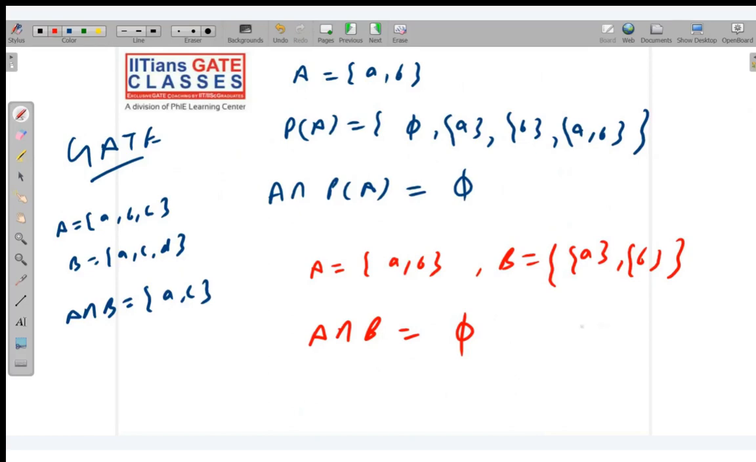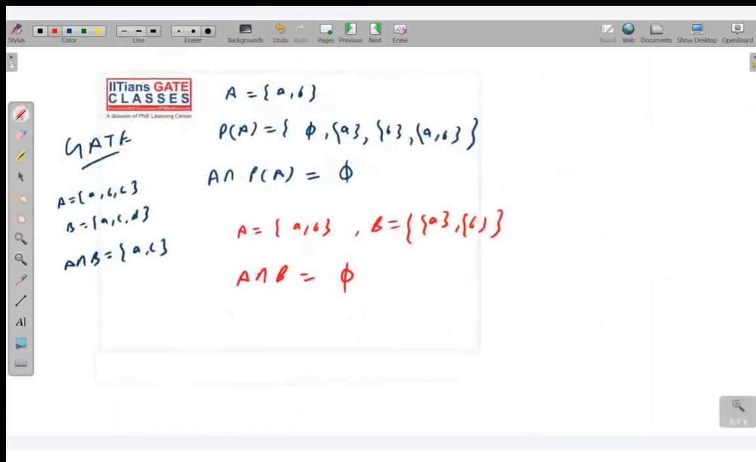One more question is coming to my mind. The question is A is equal to {a, b}. First time here we have applied brackets, so now I am not applying brackets everywhere. B is {a, b} like this.